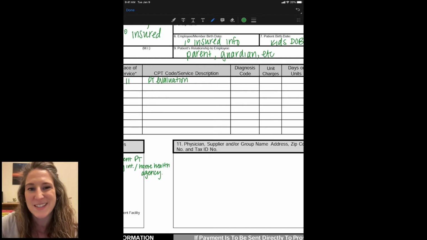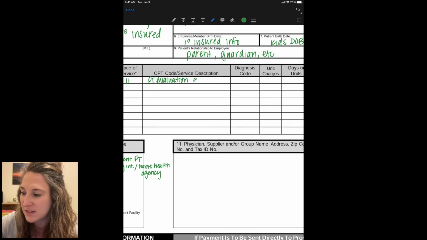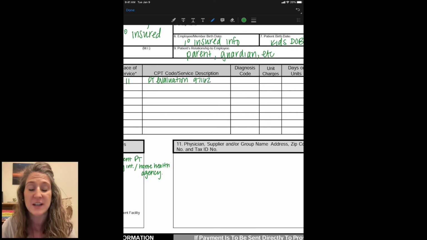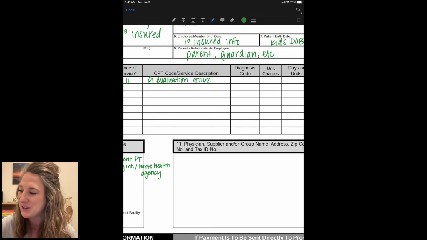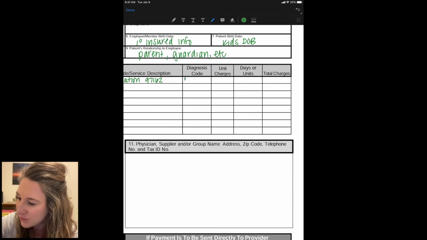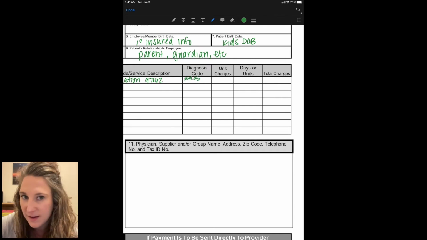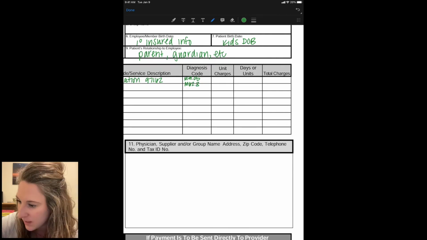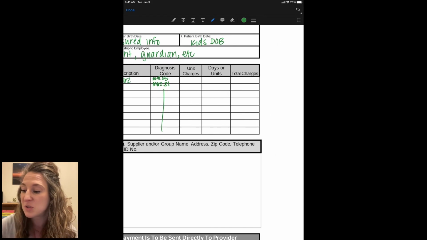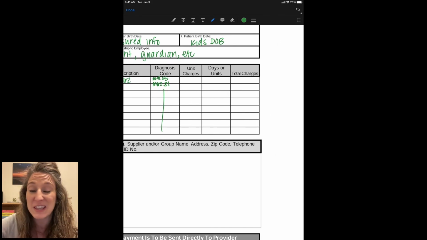On my forms, it says service, but the CPT code is 97162. Again, your evaluation code might be different. Again, there are 3 levels of evaluation codes for PT. That diagnosis code, again, for this individual would be M41.05, M62.81. And now I would just go like this personally because those don't change. You can choose to carry those over however you would like to.